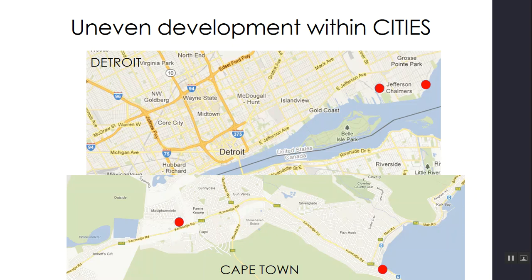But with those red dots there, you're going to look at some street views from Google after this, and you're going to see places that are very, very close together, but they look like they come from very, very different places. Especially in places like Detroit and Cape Town, you could really just go three-quarters of a mile away and feel like you're in an entirely different place.